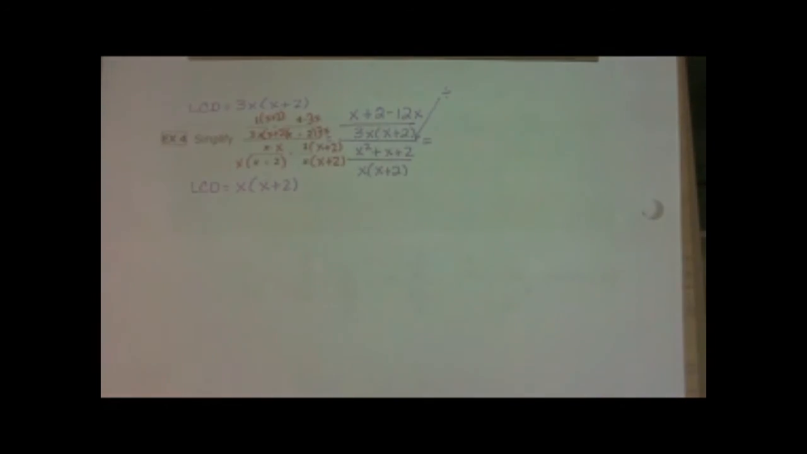Okay, now I have a common denominator, which is x, x plus 2. My numerator, here I've got x squared. Here I've got plus x plus 2. Okay, so now I've simplified the numerator and denominator, and I'm going to change this division. Let's put a little arrow in here. This is division. We're going to change it to multiplying by the reciprocal.